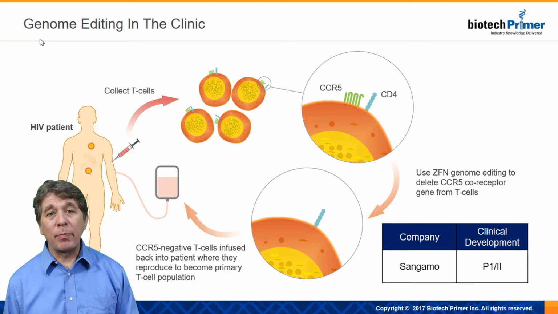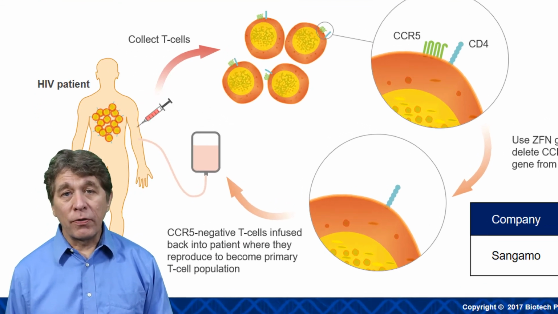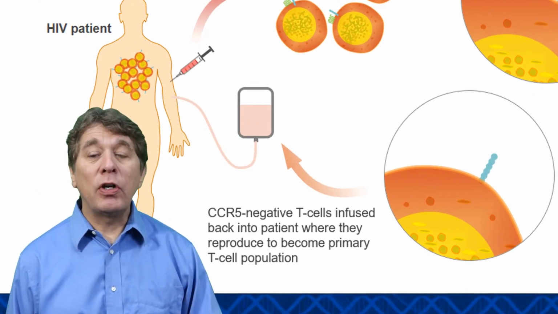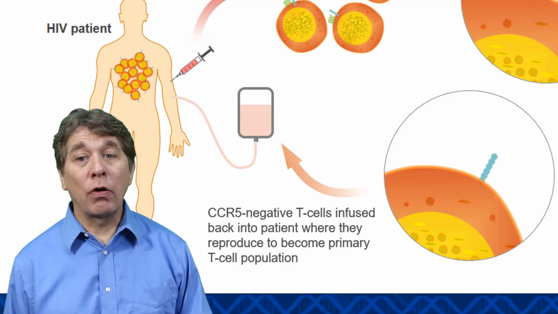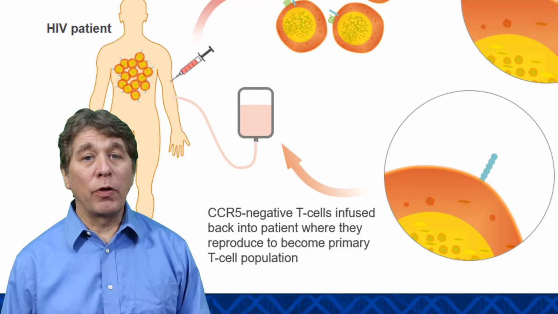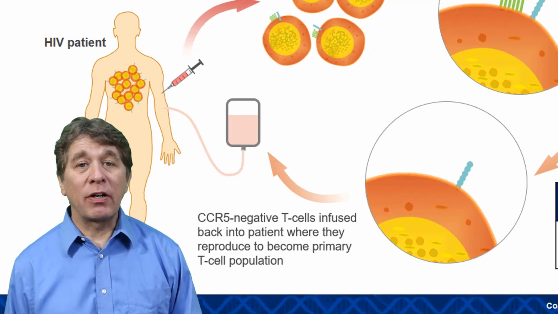We now reinfuse those cells back into the patient, and the patient's T cells are now CCR5 negative, or CCR5 deficient. Those T cells multiply and grow in the patient, and they can't be infected with HIV virus.